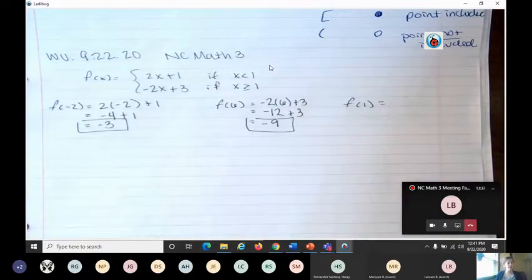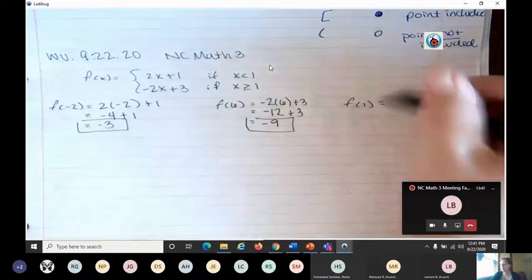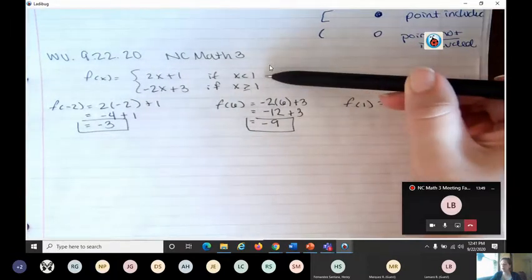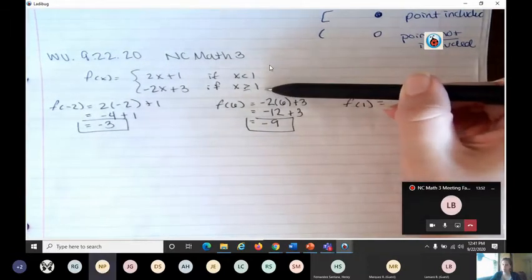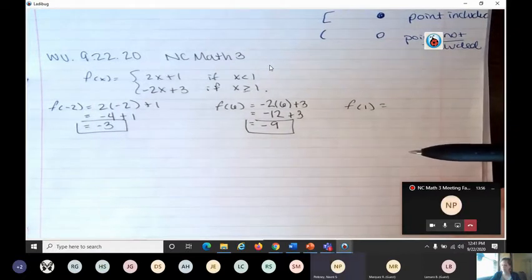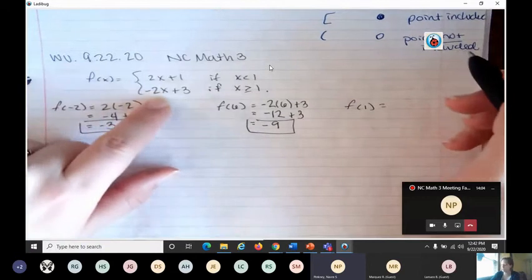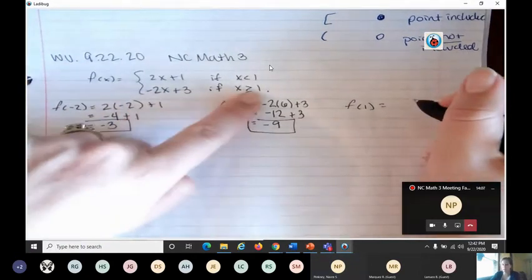And Navre, are you here? Yes. Perfect. All right, so we've got 1. So is 1 going to be less than 1 or greater than or equal to 1? Greater than or equal to? Perfect, yes. So we're going to pick this function, this bottom one that went with this domain.